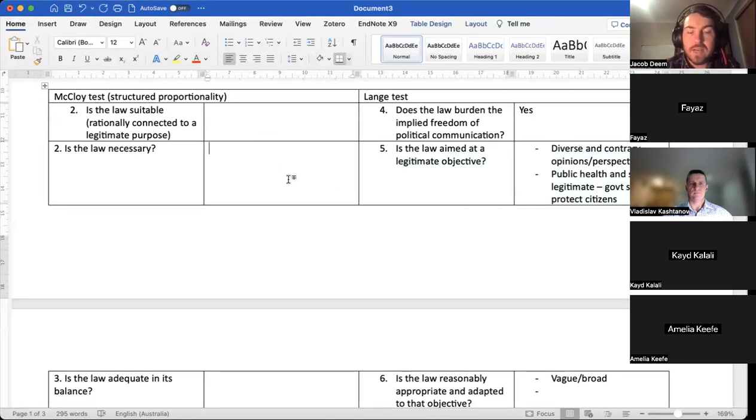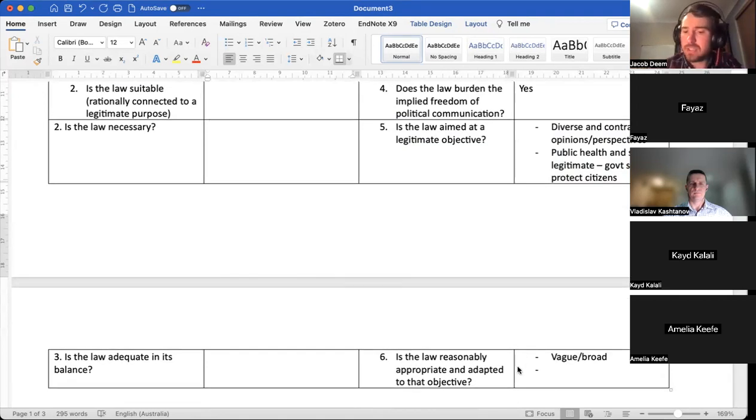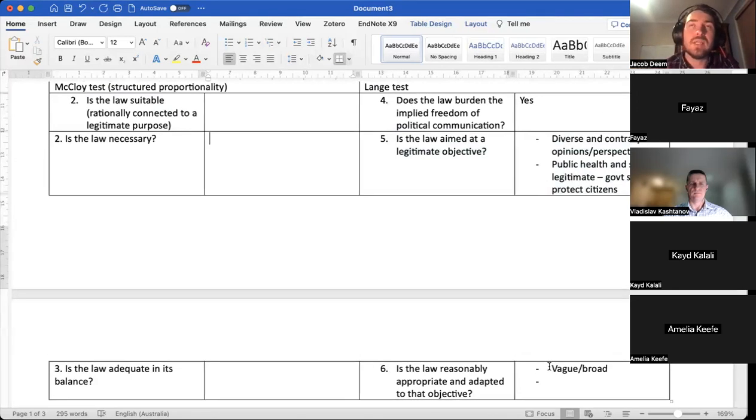Next, in terms of, is the law necessary? So this is looking for, are there any reasonable alternatives that could achieve the same end, but wouldn't burden the implied freedom, or wouldn't be as burdensome? So potentially some of the ideas that we talked about in terms of, do you just limit it to, do we restrict advertising to children, or do we limit it to just advertising but not discussion or information or any matter? Those kinds of ideas we might raise in terms of the necessity.